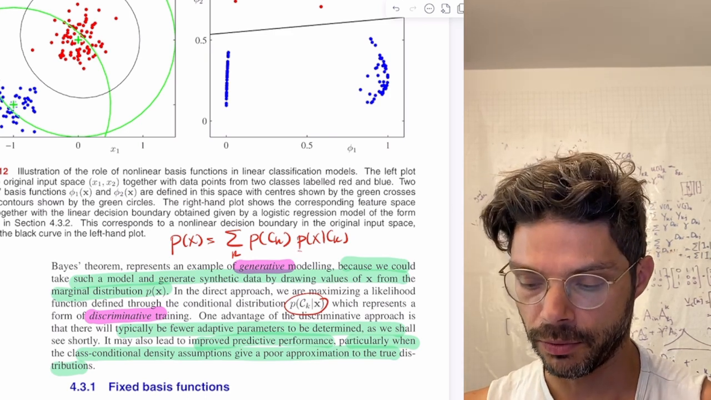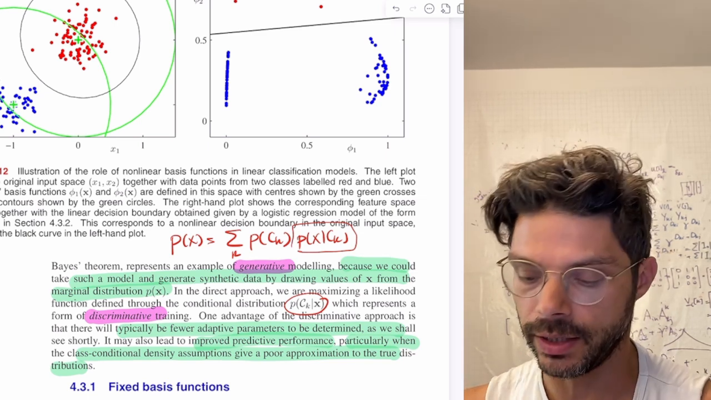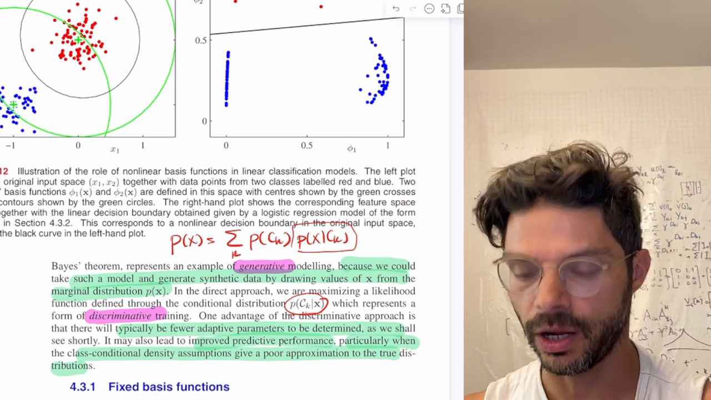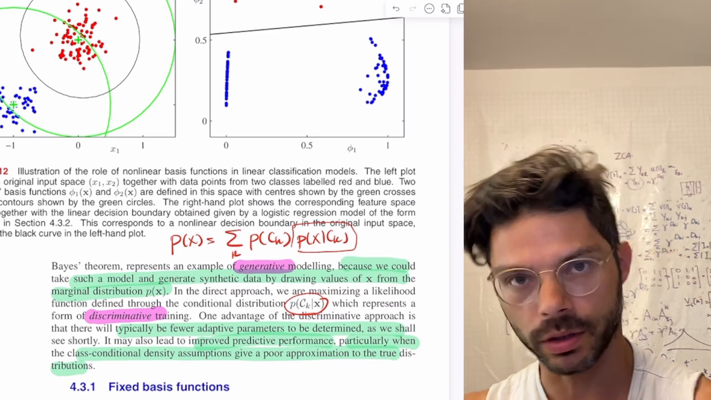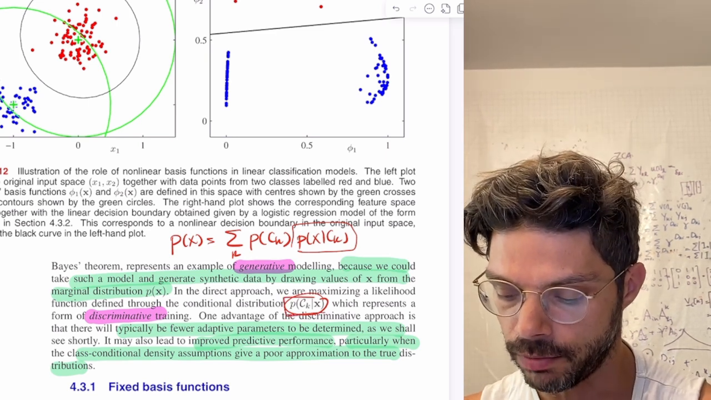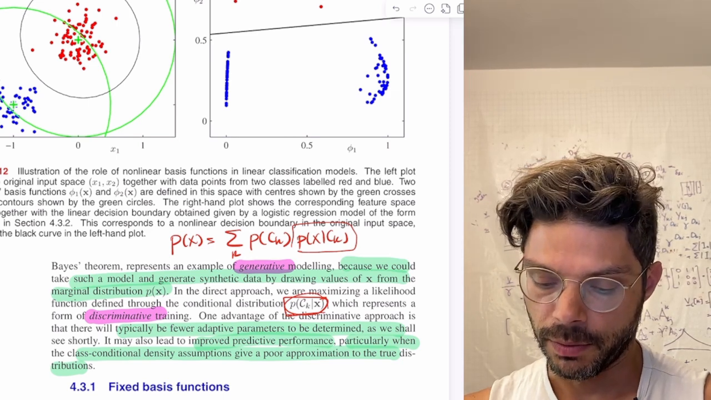Well, instead of going through this step, and maybe you don't care about generating data, you just care about, like, is this a cat or not? I don't want to generate pictures of cats and dogs. I just want to know whether this image has a cat in it. Well, why not just model that directly? So that's what we're going to be doing, which represents a form of discriminative training.